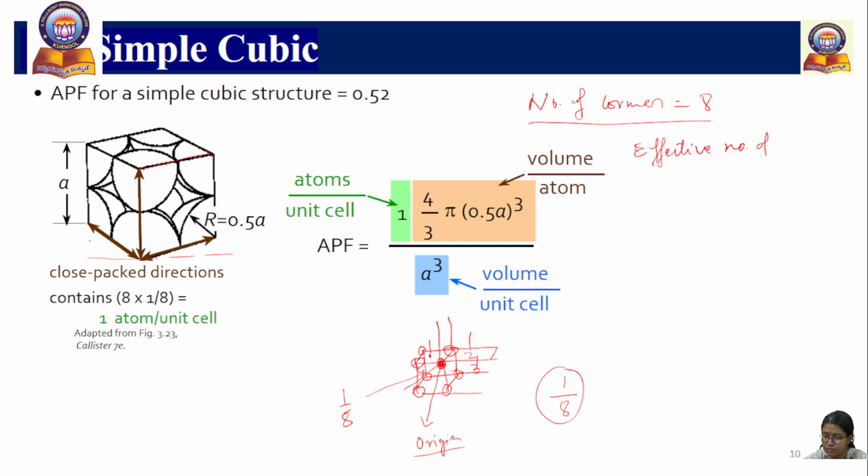Effective number of lattice points is 8 into 1 by 8. Why 8? There are 8 corners. Why 1 by 8? Because from every corner we have a 1 by 8 contribution. So this equals 1. So is this a primitive or non-primitive unit cell? Simple cubic is a primitive unit cell.